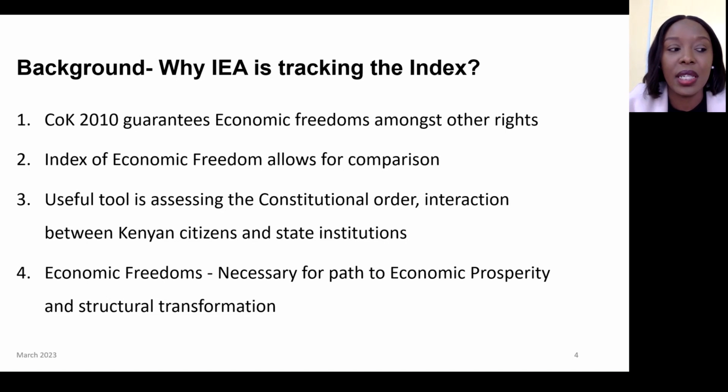The results of this index usually have shown that countries that have a favorable institutional environment, or where individuals and different firms have a moderate to high degree of economic freedom, tend to record more prosperity and greater development, and so we should all be aspiring towards that. So we go to the next slide.